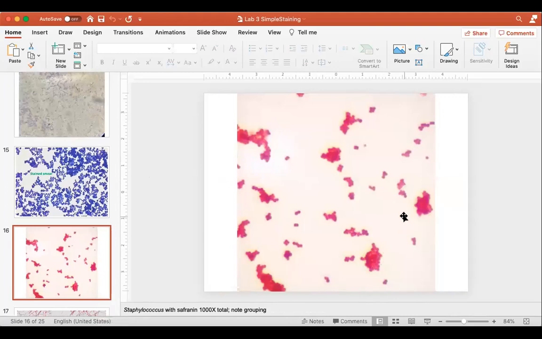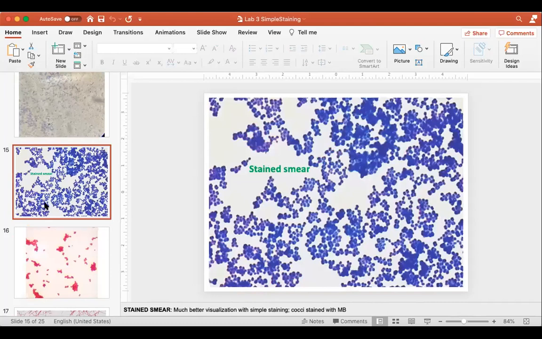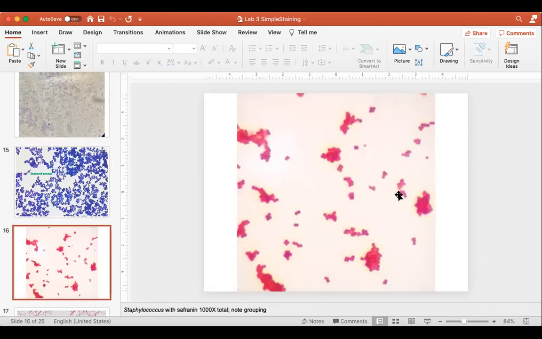Now here's another smear that was put through another simple staining procedure, but with a different stain, obviously. This particular stain is called Safranin. Safranin imparts this lovely sort of fuchsia pink color. I think you'll agree that compared to this smear, the cells on this smear really seem more clumped up together. That's not an artifact.